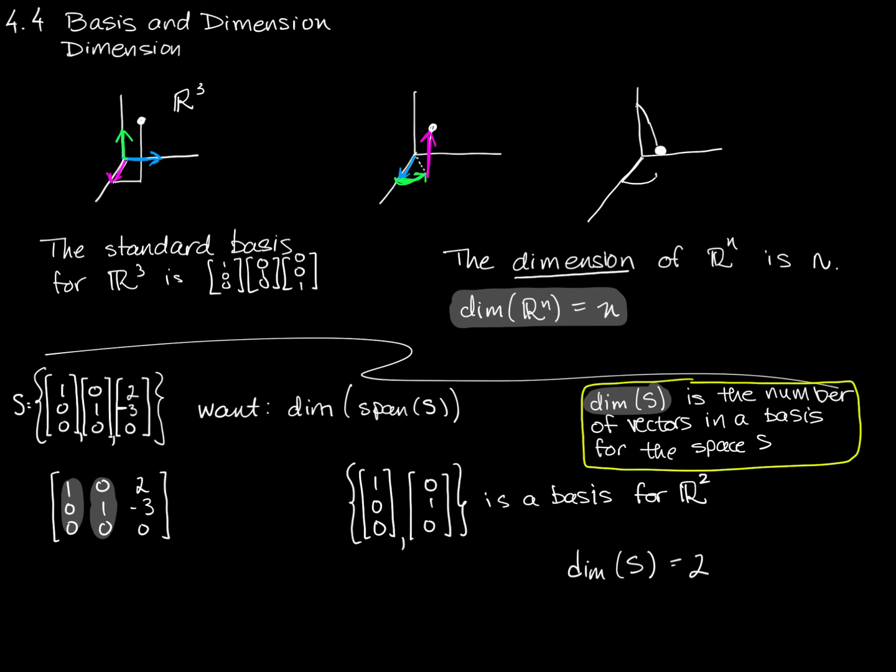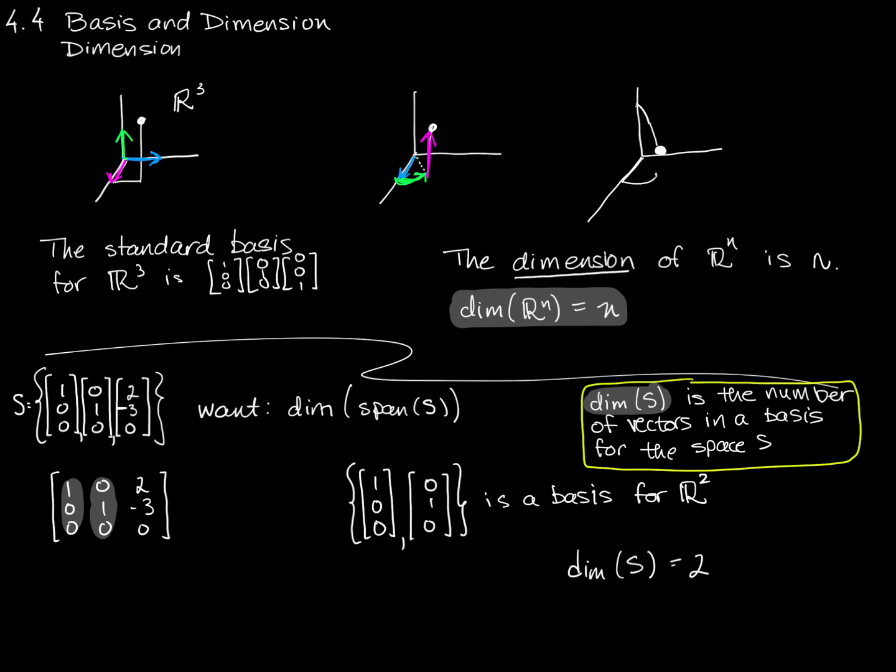Now, this is not necessarily the only basis for our space S, but it doesn't matter whether I find this basis or another basis, it's only ever going to have two vectors in it. So no matter which basis I find, all I have to do is count the vectors and I'll have the dimension of the space that I'm working with.